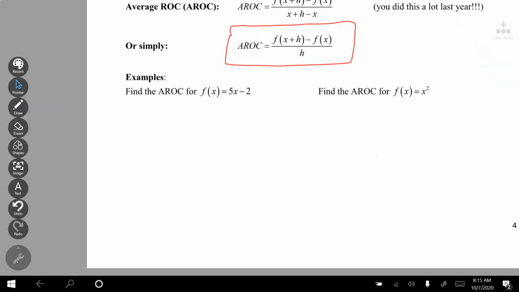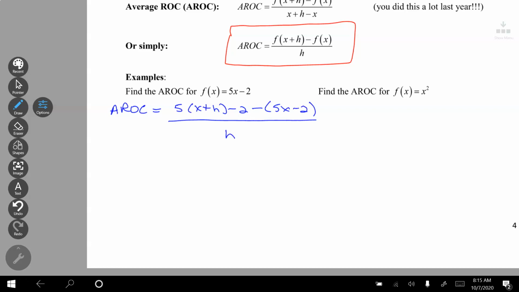Let's try a couple examples. My average rate of change is equal to 5, parentheses, x plus h minus 2, minus the original function, all over h. Okay, now I have to distribute. Equals 5x plus 5h minus 2 minus, oh, distribute this negative sign, minus 5x plus 2, all over h.